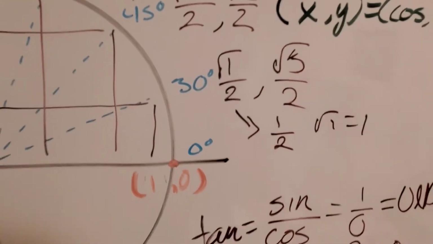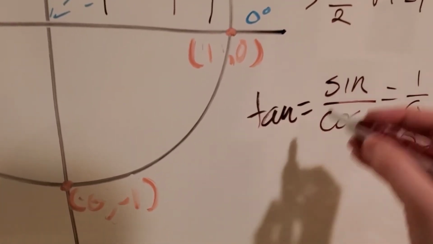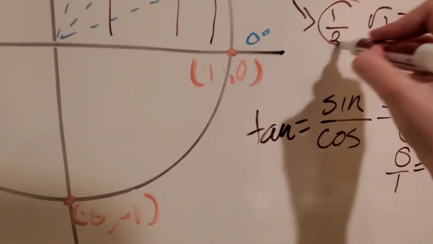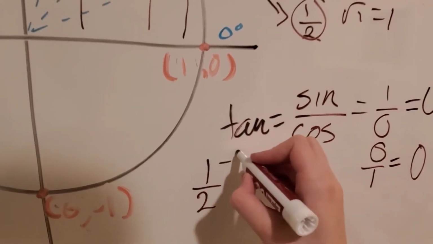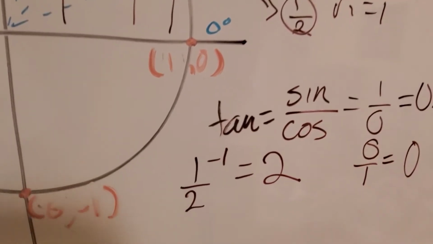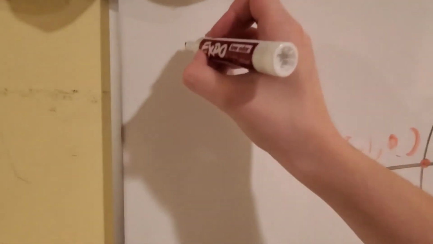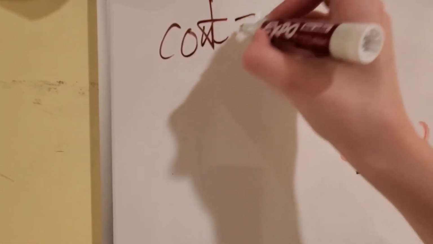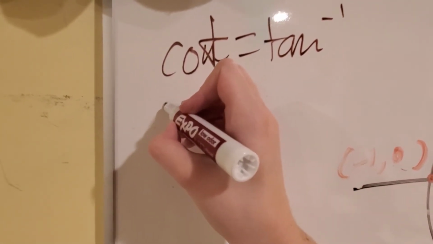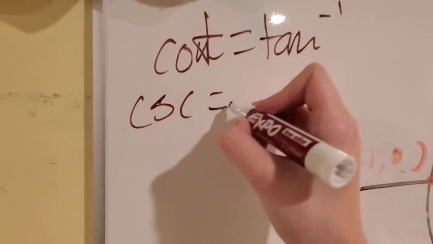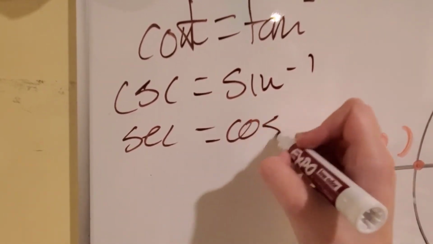You can do it with every other point, and then when you have things like secant, cosecant, it would just be, well, like secant, we'll say secant of 1/2, so that would be 1/2 to the negative 1, and you end up getting 2. And so on and so forth. I hope that kind of makes sense. I'll just write over here, cotan equals tan to the negative 1. Cosecant equals sine to the negative 1, and secant equals cosine to the negative 1.